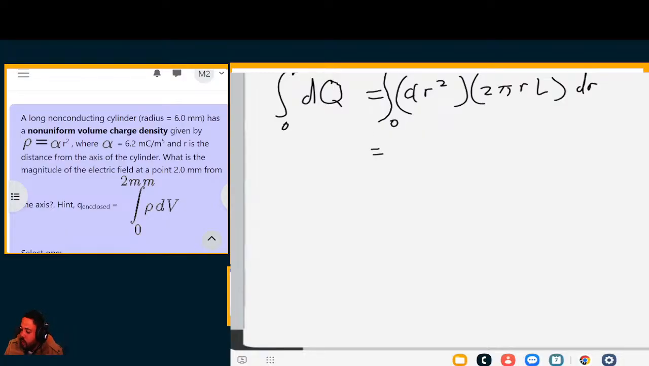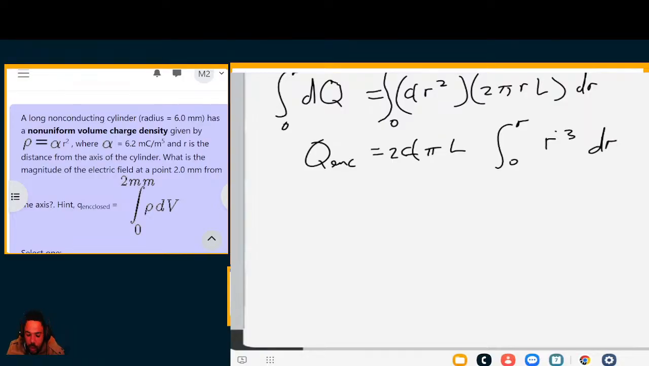Now, the integral of dq is just q, the charge enclosed. Let's work it out. We are integrating with respect to dr. Alpha is a constant, so it can come out. 2 pi, that's 2 alpha pi. L is also a constant. Integral from 0 to r of r to the power 3 dr.